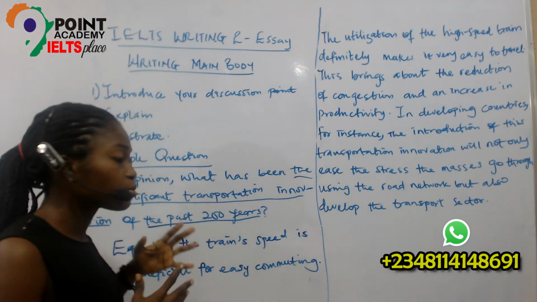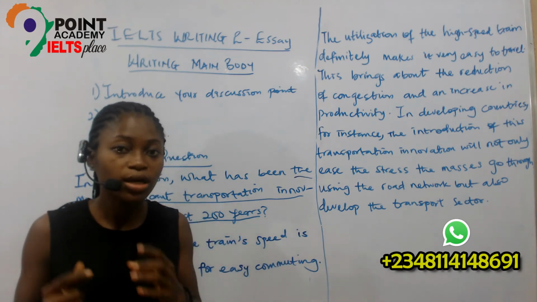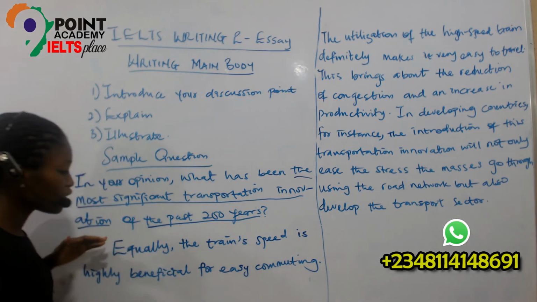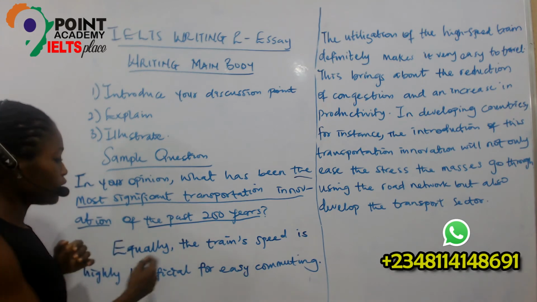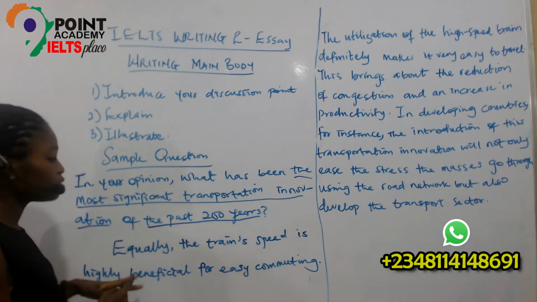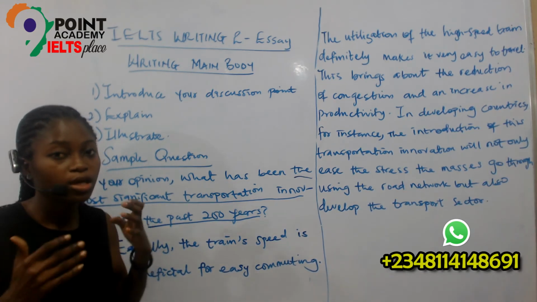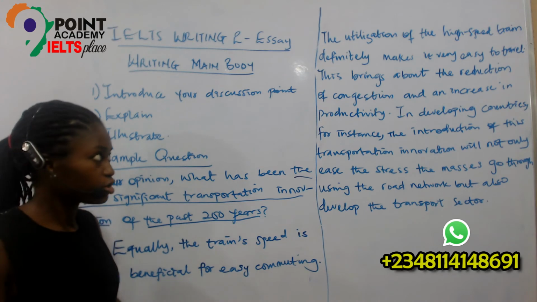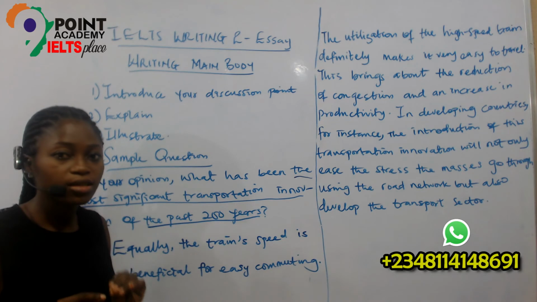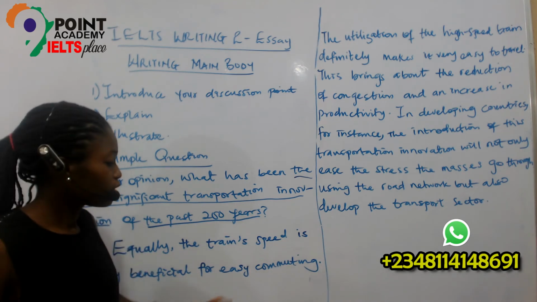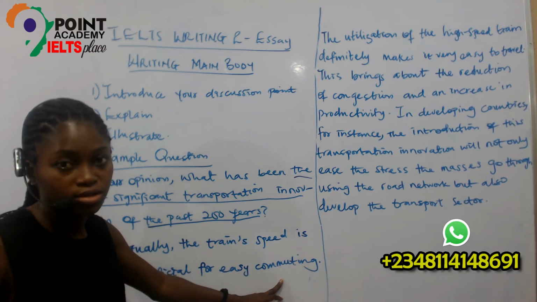We've talked about pace being the first discussion point. Now we want to use another discussion point. Here you have equally, that is in the same line, the train speed is highly beneficial for easy commuting. Remember, we're still talking about the bullet train. Now this is the introduction of the second main paragraph, which is easy commuting. I just introduced us to easy commuting.